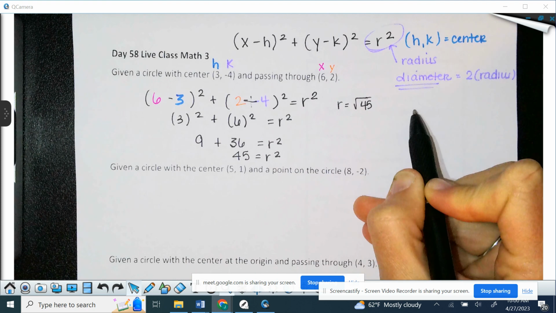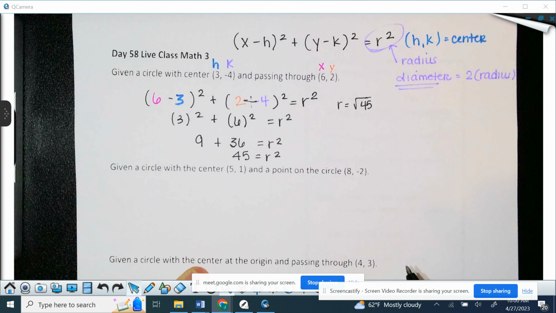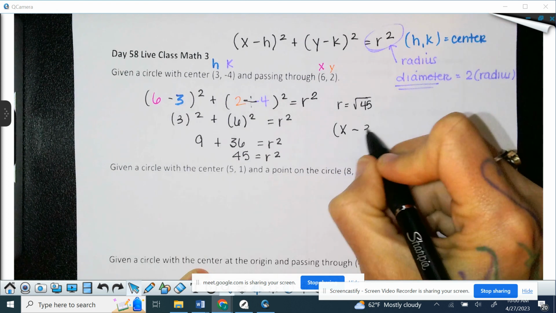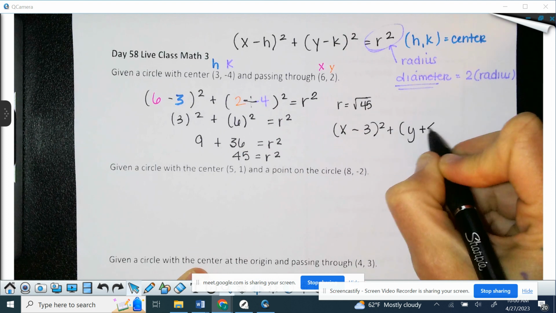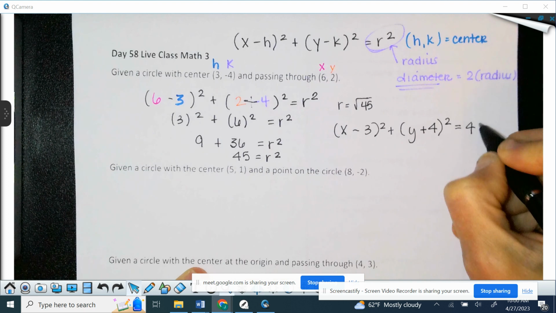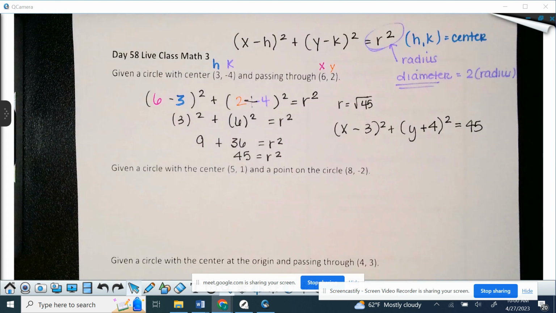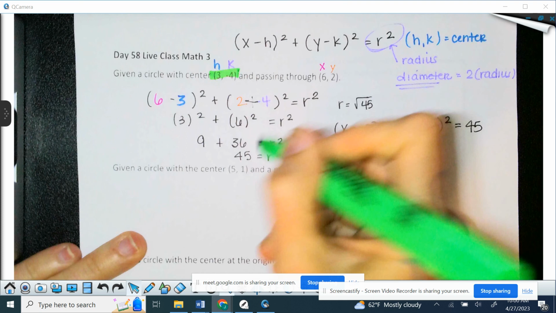But in writing the equation, you are then going to use your center, which is our 3, and in this case, that -4 is our k, so we're going to make +4 squared equals radius squared, which is going to give us 45. I often, when I finish, before I write the equation, go back and say, okay, this is center, this is radius squared, because that's another misconception.